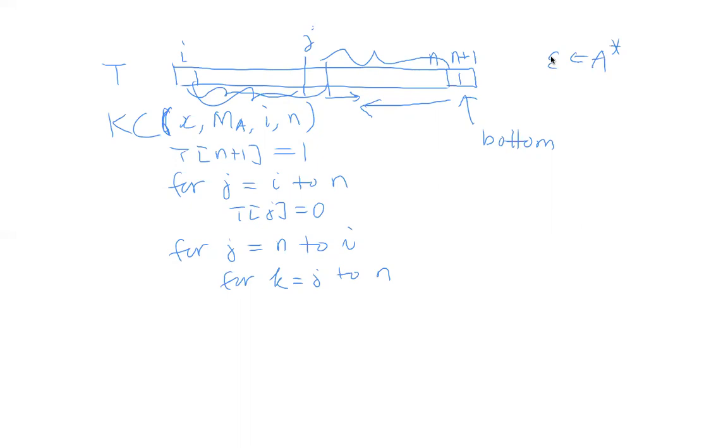So for k from j to n, if x of j to k, this is equal to 1, which means that it belongs to A, and t of k plus 1 is 1, so which means then t of j, excuse me. So this should be from j to k.